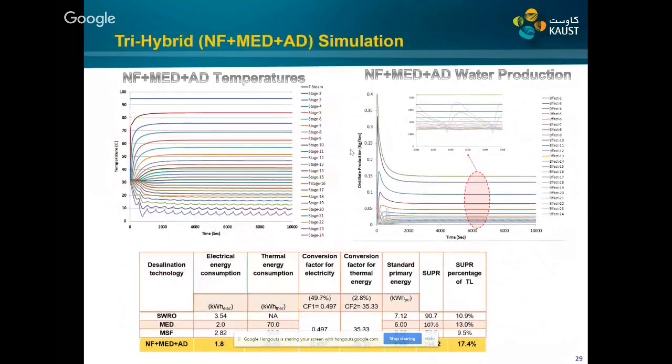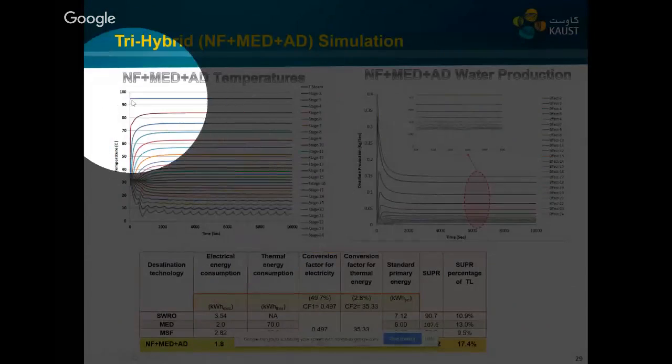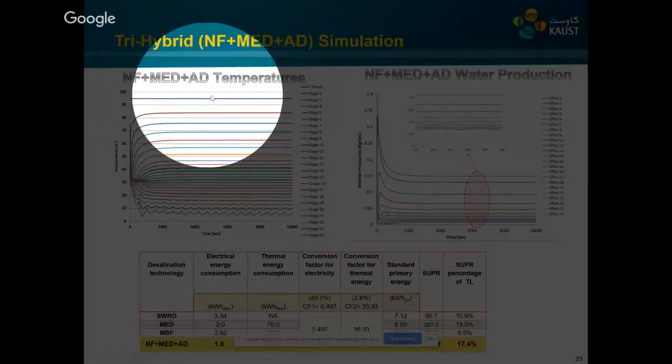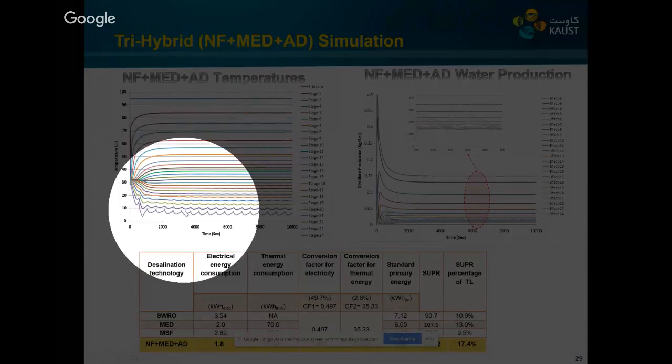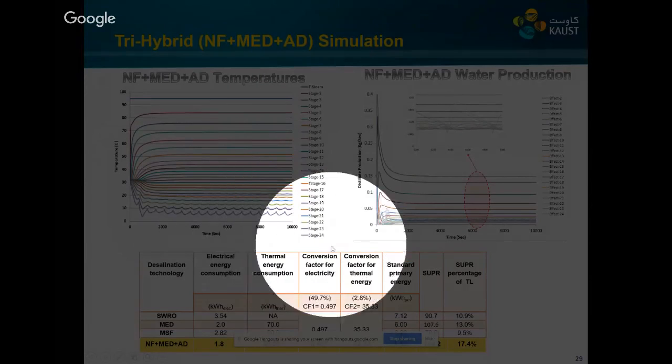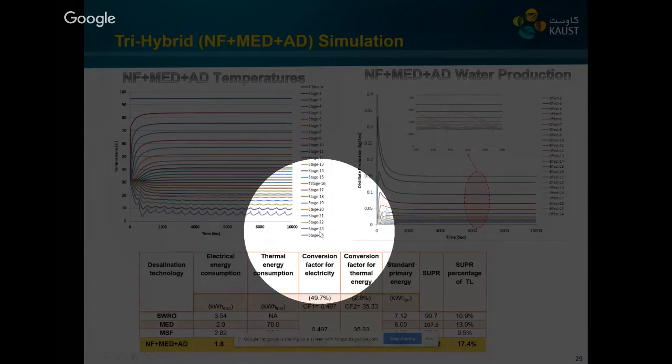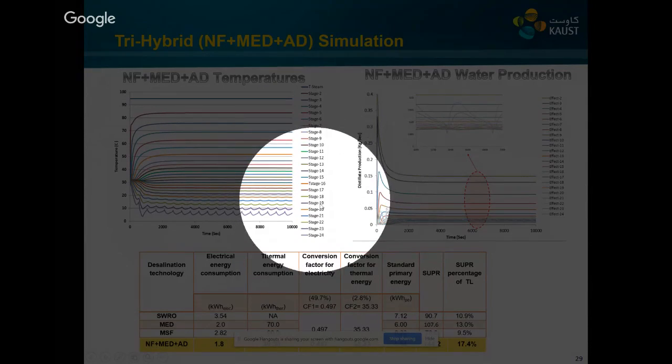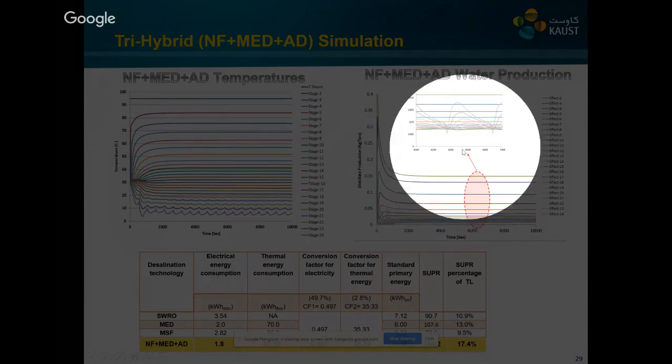To investigate the performance of the system, we did a simulation. We can see over here that if we operate the system with a 95 degrees centigrade heat source down to 5 degrees, we can typically install 24 effects, as compared to 6 or 8 effects conventionally. By doing this, we can improve the water production.